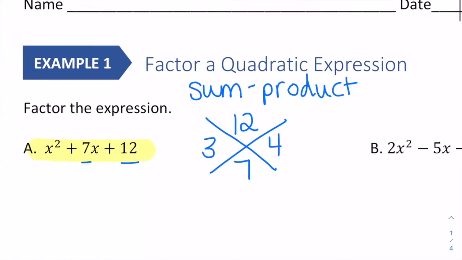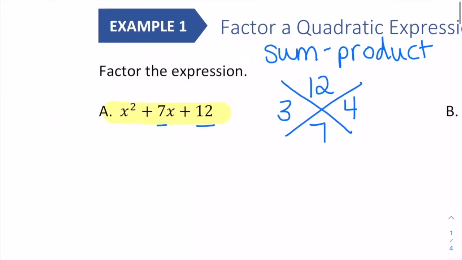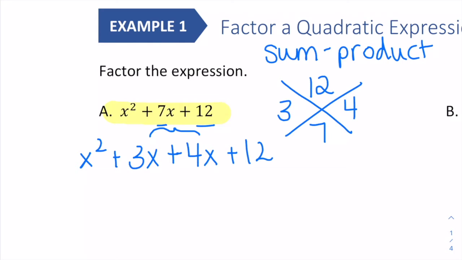Now, I'm going to practice factoring this by grouping. So when I split up the 7x into 3x and 4x, well, now I can use grouping. So this is factoring by decomposition.